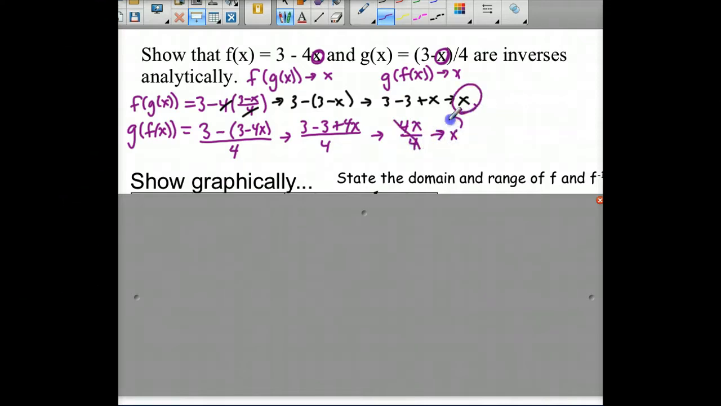So we've verified analytically that these two functions are inverses. Let's talk about what the graphs look like. Oh, first let's talk about the domain and range of f and f inverse. The domain of f, since this function has no issues with plugging any x value in, it doesn't have a square root, it doesn't have a denominator that can't equal 0, the domain of f would be all reals.